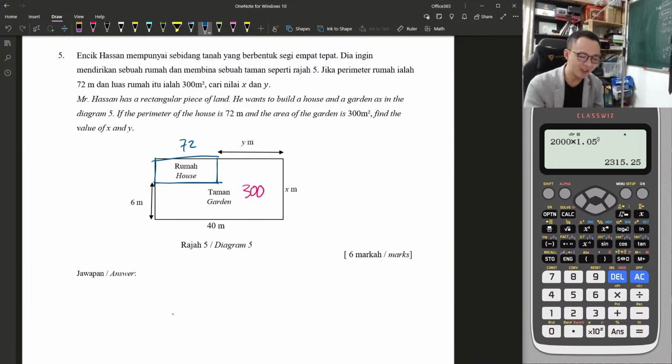Okay, so let's find the perimeter first. So this is y, so here is 40 minus y.